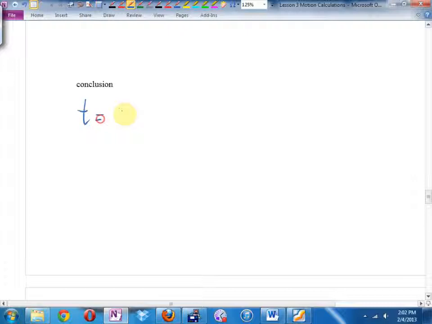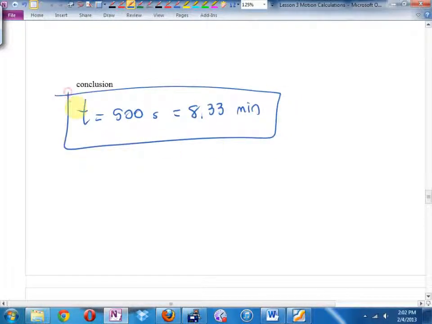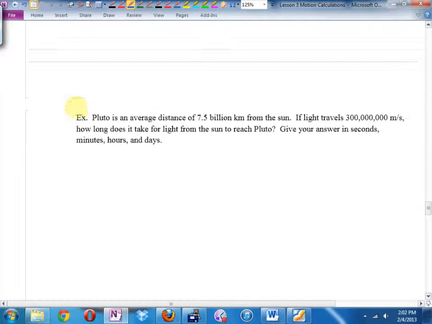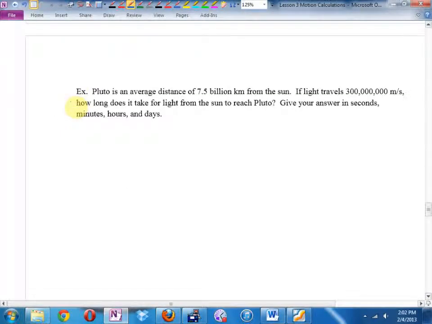Conclusion: T equals 500 seconds equals 8.33 minutes. All right. So it takes 8.3 minutes, 500 seconds for light to get from the sun to us.